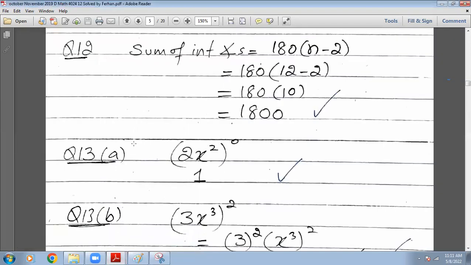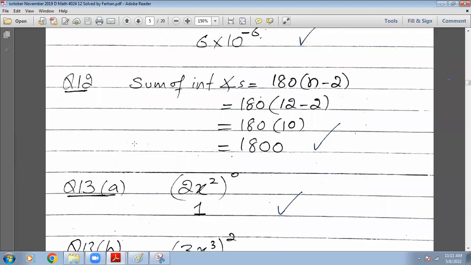Just put this value. The question number 12 is showing up on your screen. Sum of internal angles is equal to 180 bracket n minus 2 bracket close. In that, n means the number of sides. There are 12 sides. So 12 minus 2, that will be 10. 10 multiplied by 180, that will be 1800. So the sum of the internal angles of the 12-sided polygon will be 1800.